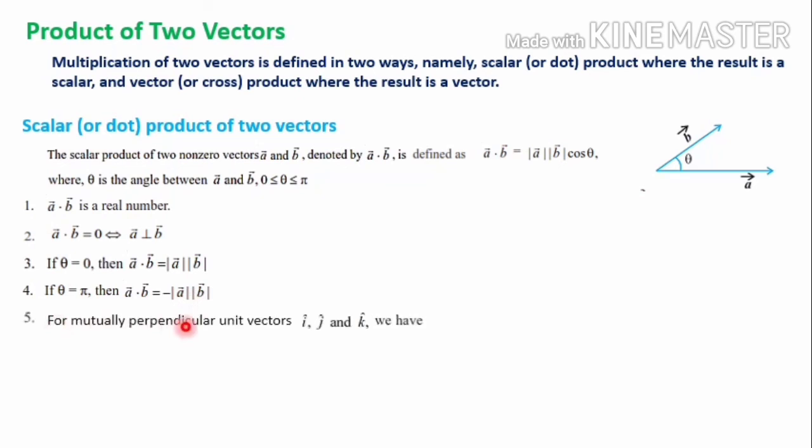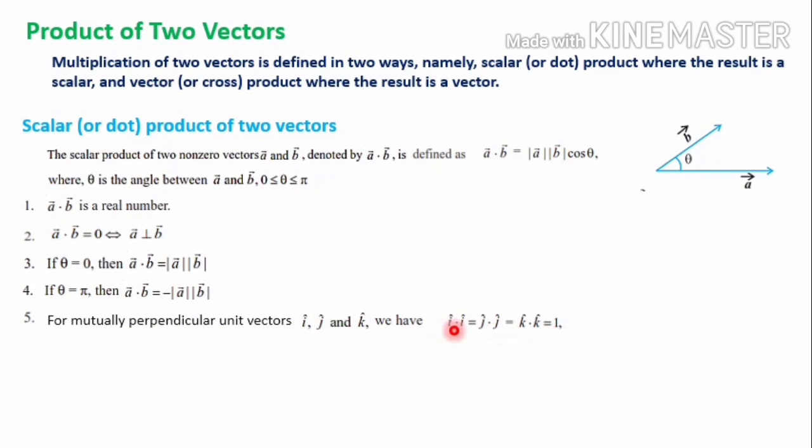Next, for mutually perpendicular unit vectors i, j and k. Here we have already discussed this: i cap is a unit vector along x-axis, j cap is a unit vector along y-axis and k cap is a unit vector along z-axis. So for mutually perpendicular unit vectors i cap, j cap and k cap, we have very important results.